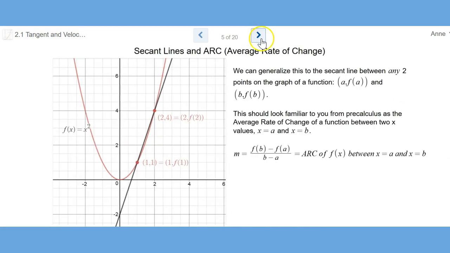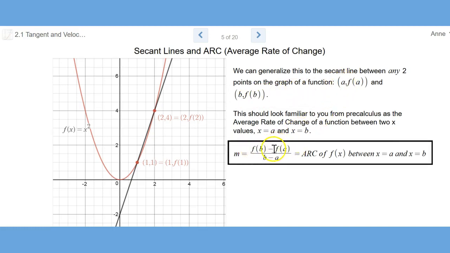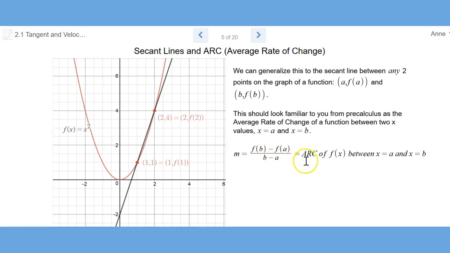So the average rate of change of a function is just a generalization of finding the slope of a secant line between any points. Here I have the point A, f of A, and B, f of B, so I'm just generalizing. And the slope of a secant line between those 2 points on a line is just going to be the change in the y values over the change in the x values, and you should remember this as the average rate of change formula from pre-calculus.